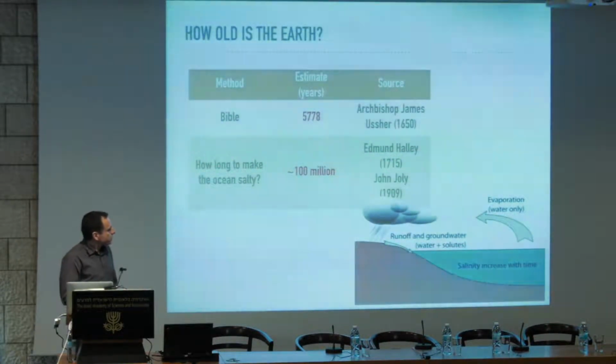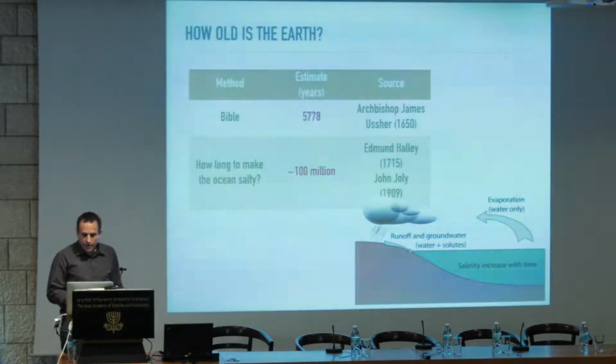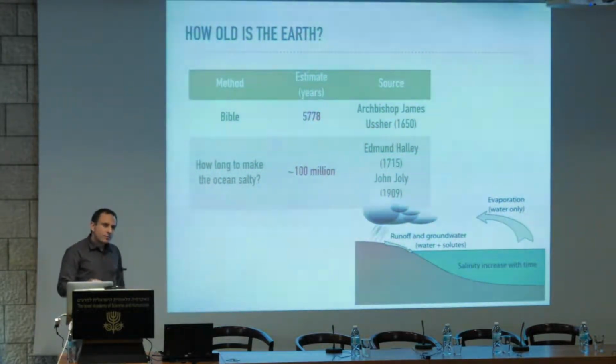Halley didn't try to perform this calculation because he knew that he didn't have good enough constraints on fluxes coming in rivers. But almost 200 years later, John Joly did the calculation with some early estimates of riverine fluxes into the ocean and came up with an age of about 100 million years. We have now much better constraints on riverine fluxes, but more importantly, what they didn't know of was that there are processes that remove salt from the ocean.